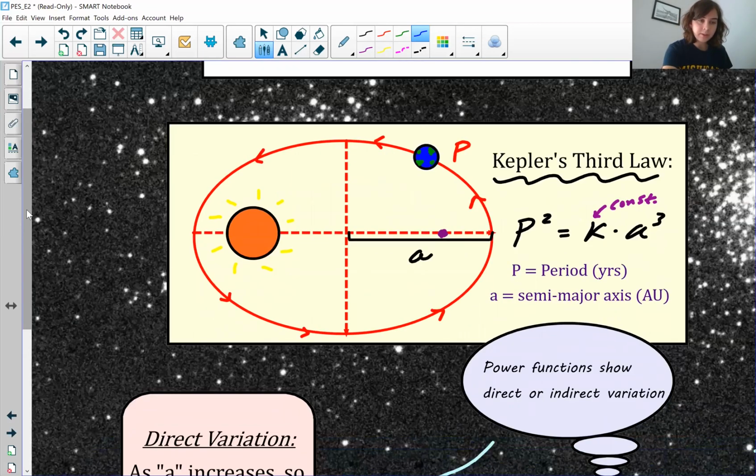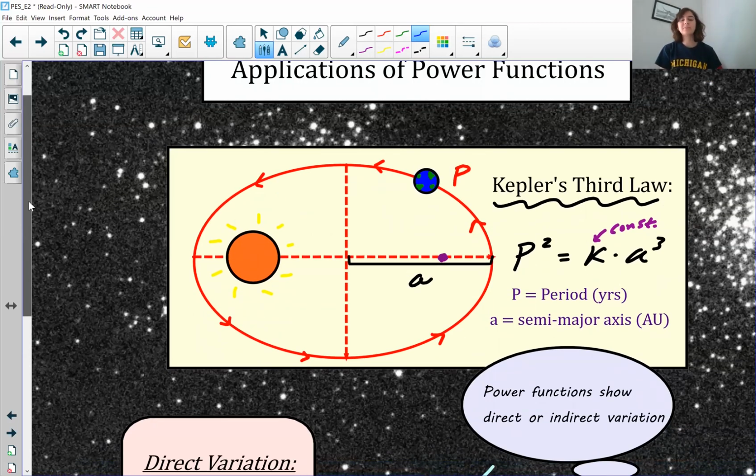So I don't want to go into the specifics just because it deals with ellipses, and you learn about that a little bit later. But if you have a planet orbiting the sun, Kepler's third law says that the period squared equals some constant times the semi-major axis cubed. Okay, so let's break that down a little bit.